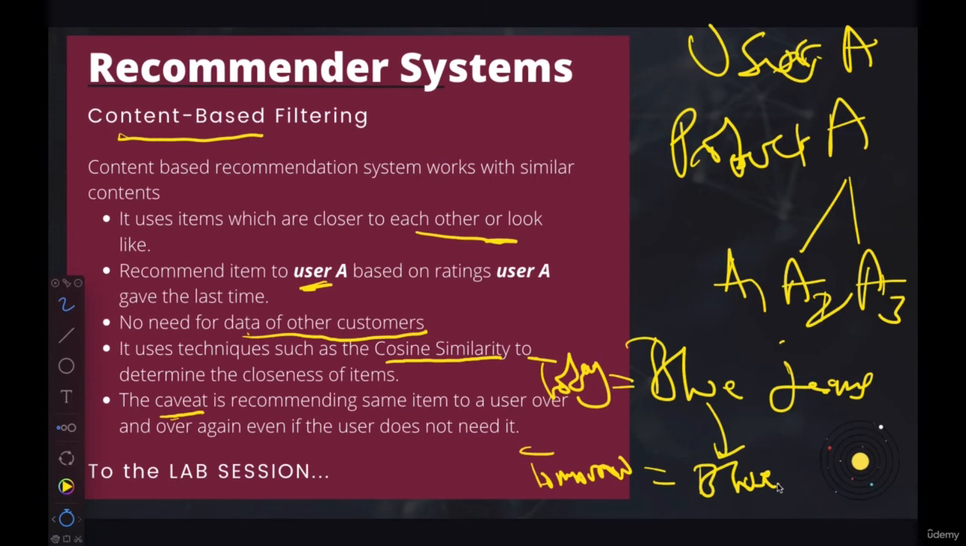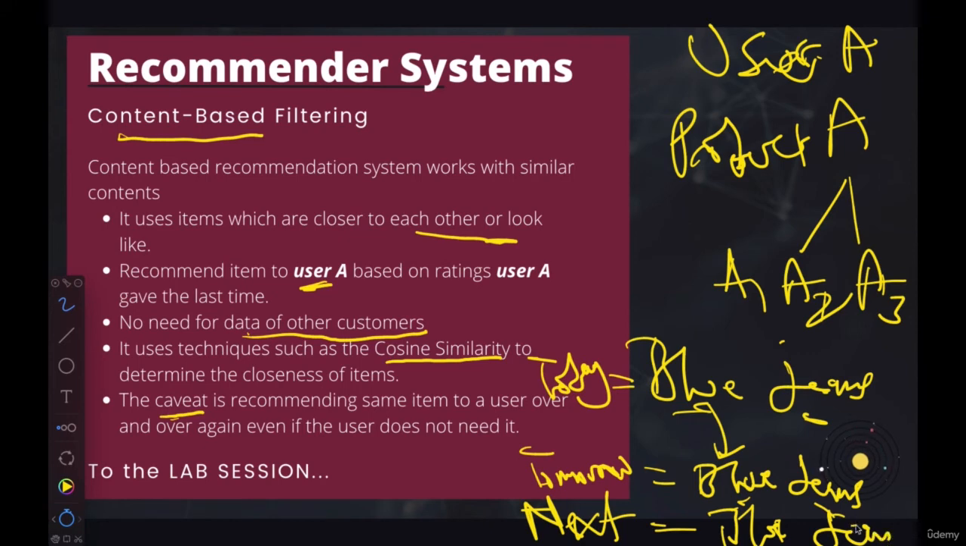That is because that is the content that I have searched before, so they're going to recommend blue jeans to me. Meanwhile, if I buy the blue jeans, I don't really need another blue jeans. If I come again the next day, they're still going to recommend blue jeans to me. The recommendation, according to content-based recommendation, is based on the content that I have consumed before.